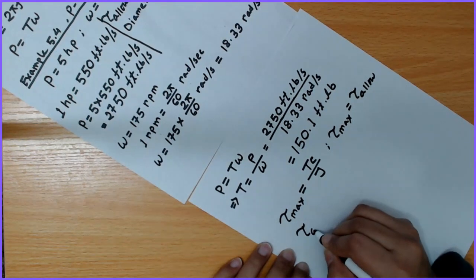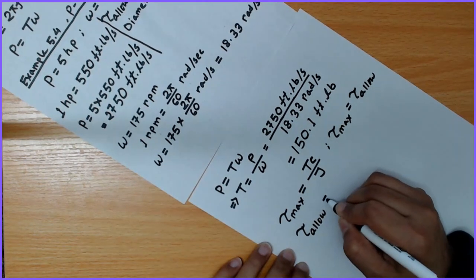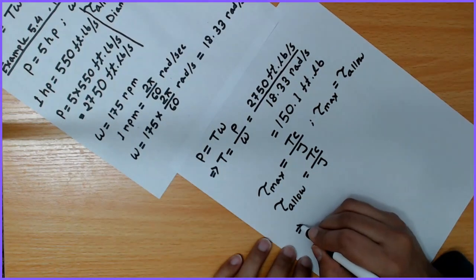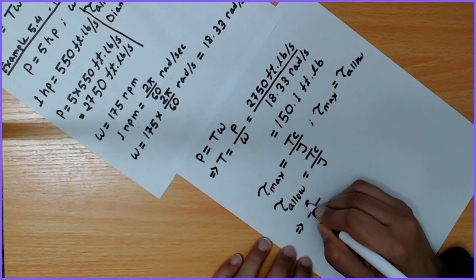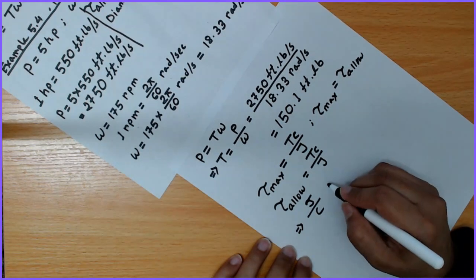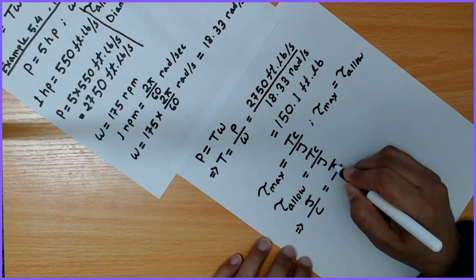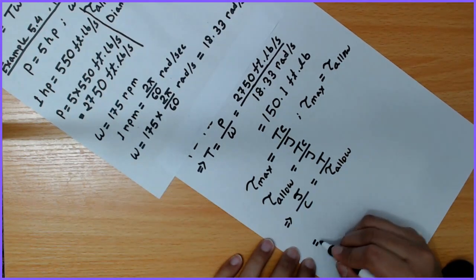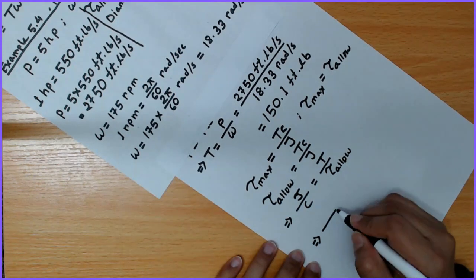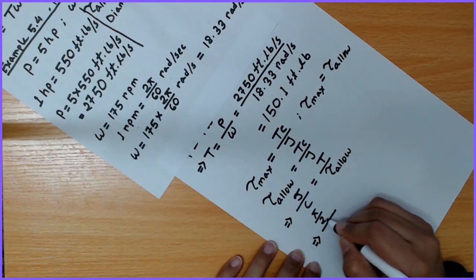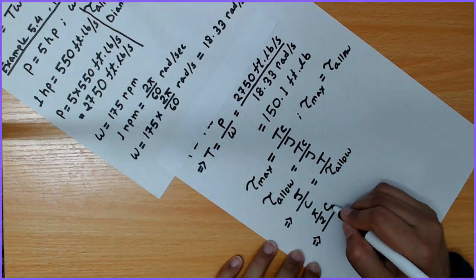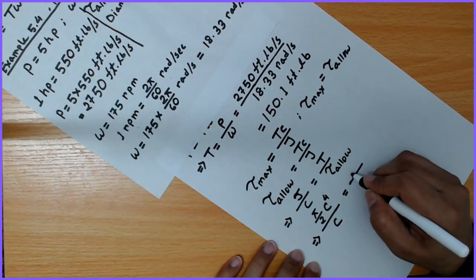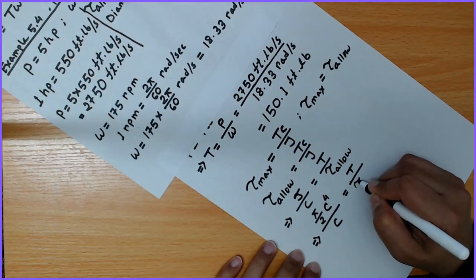So we can rewrite that equation as tau allow equal to TC by J, and we can rewrite this as J by C equal to T by tau allow, and we know J is equal to pi by 2 C to the power 4, divided by C.